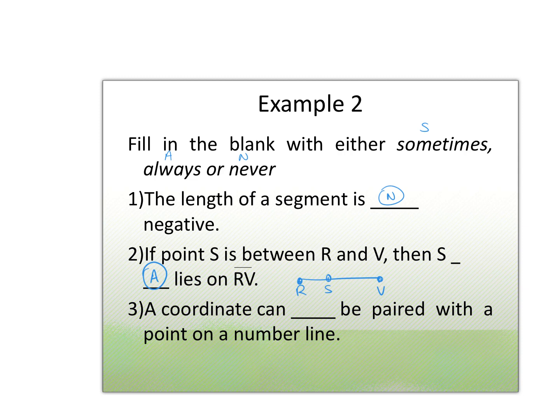A coordinate can sometimes, always, or never be paired with a point on a number line. Well, this is, again, an always scenario. Again, this was our ruler postulate. Whoops, I spelled ruler wrong. That's why I don't teach English, folks. That is our ruler postulate, okay? And yes, it tells you that you can always match a point to a coordinate on some number line or a coordinate plane or whatever tool we choose to use.